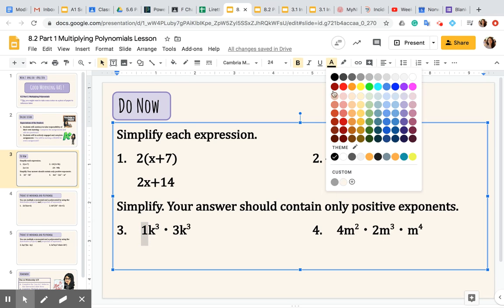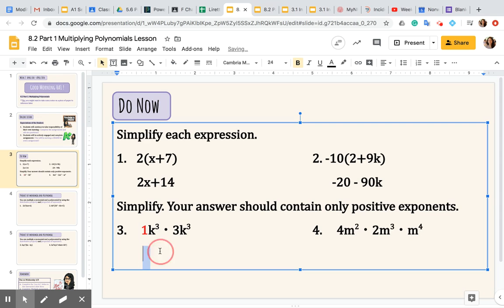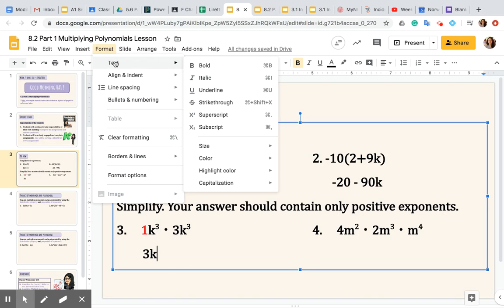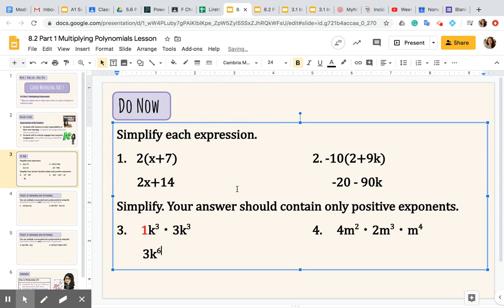I'll just put it in red so we know that that's something that I just added in. So I'm going to multiply. 1 times 3 gives me a coefficient of 3. And then I know I've got a variable k. And then to get my exponent on that variable, I'm going to take this exponent and add it with this exponent. 3 plus 3 gives me a final exponent of 6. So I'm going to go to Format, Text, Superscript, and type in my exponent.